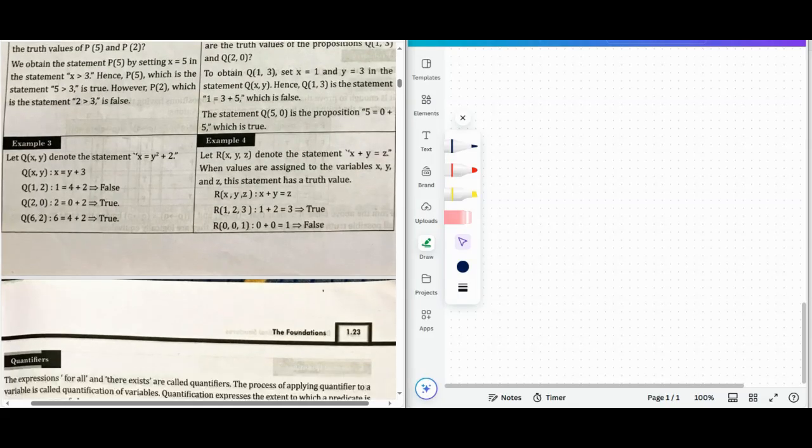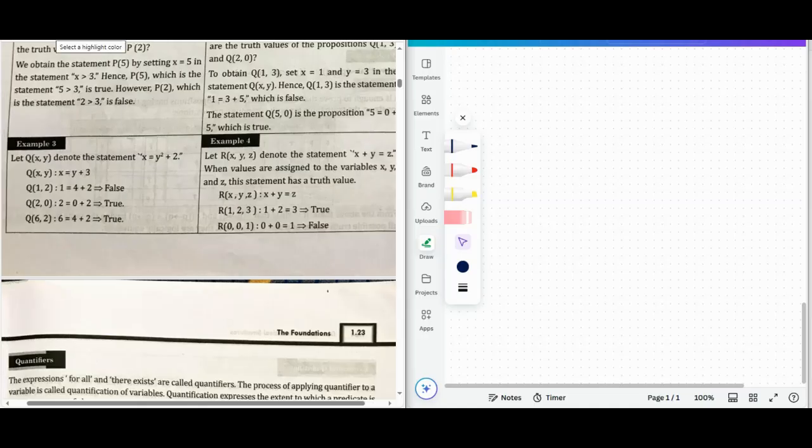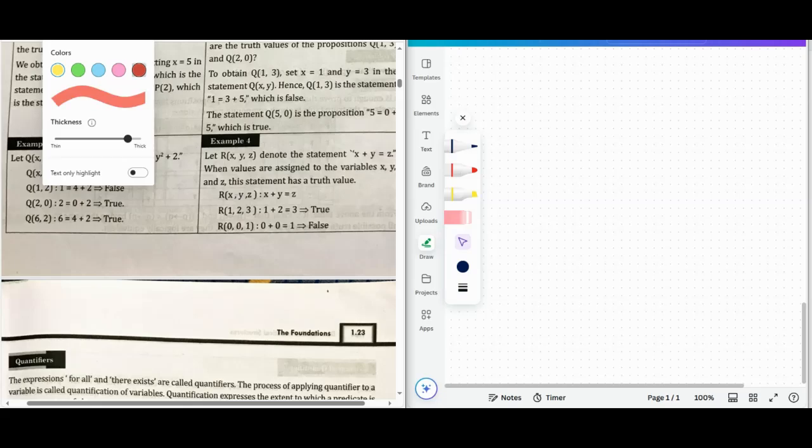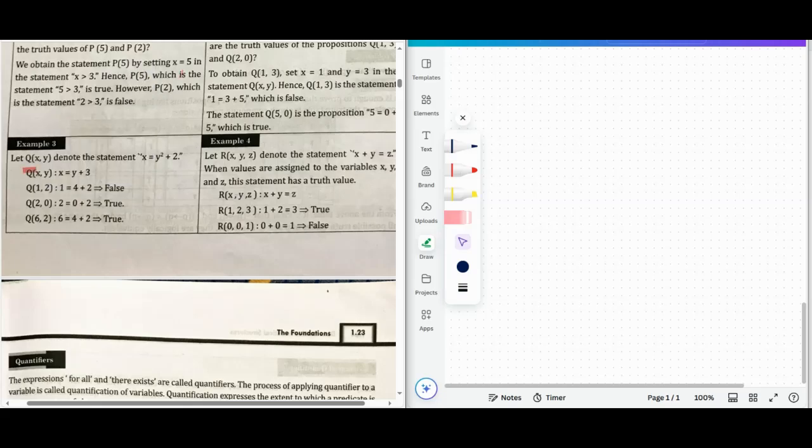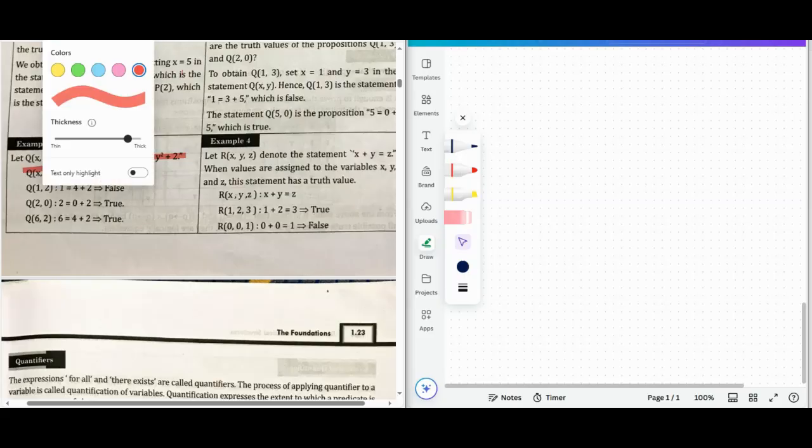How will the problems be given for this? They will give you one statement, and you have to solve it by substituting some values. Now they have given one with two variables. If I take this example, P of x comma y is denoted by the statement x equals y square plus 2.